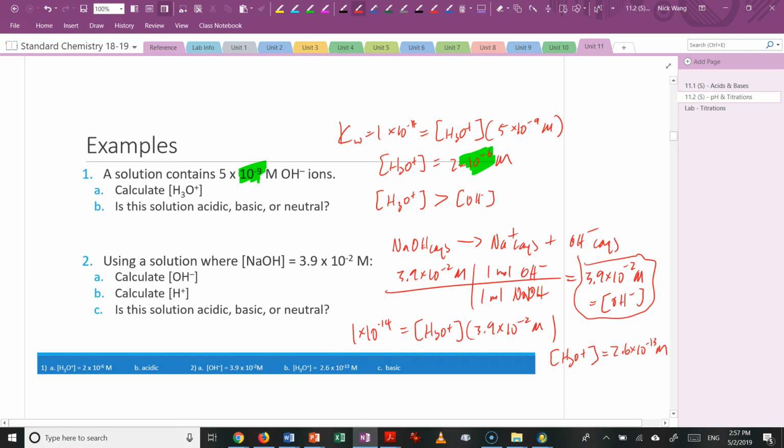Let me also note, since we're talking about significant figures, that the original number has only 2 significant figures. The Kw value doesn't play into it at all. So you have 2 significant figures here and 2 significant figures there, so it all works out the way it's set up.